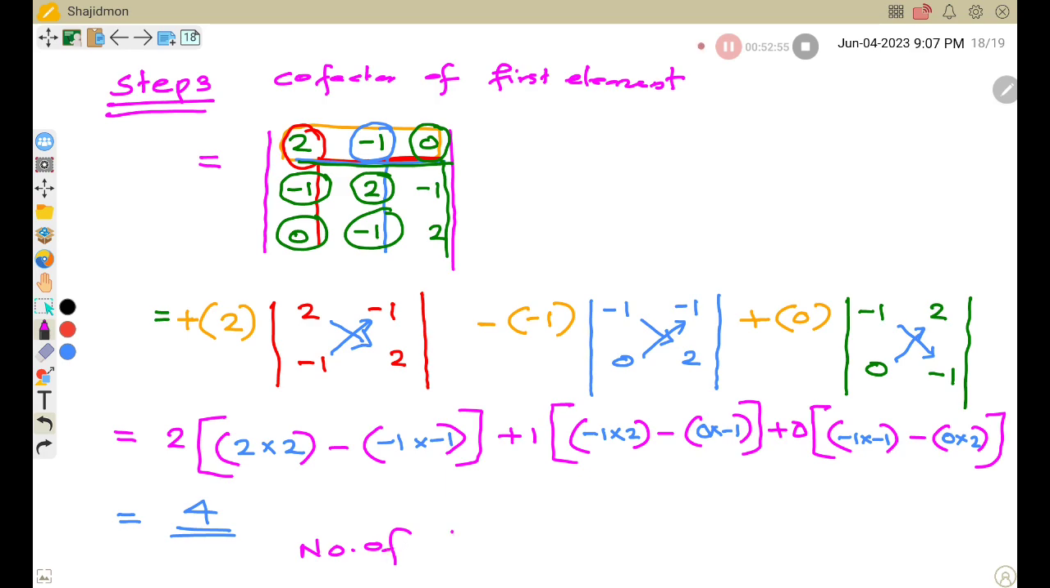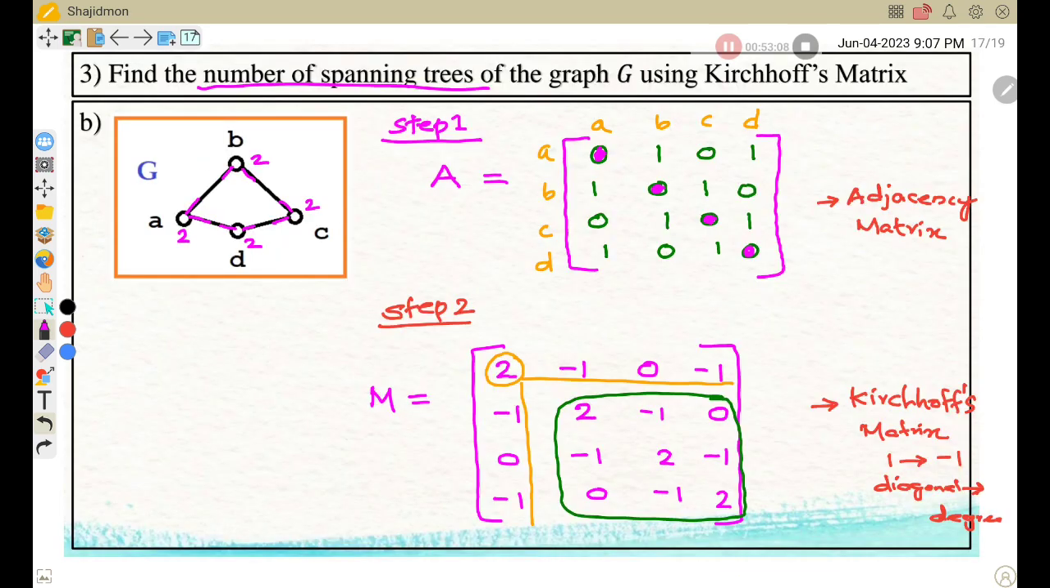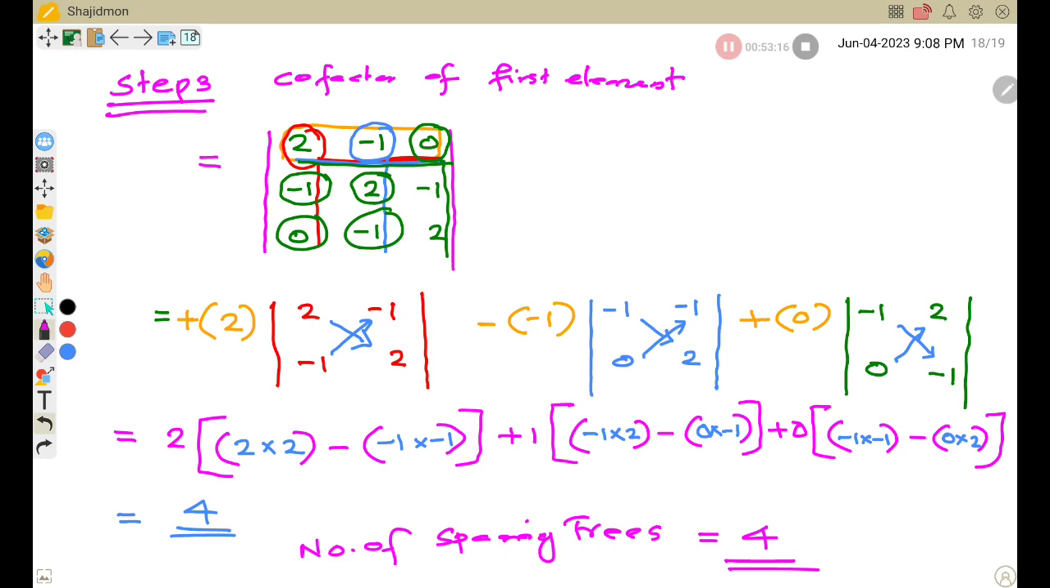So we can write: number of spanning trees equals 4 by using Kirchhoff's matrix, correct? This is our question: how many spanning trees we can form from a graph G using Kirchhoff's matrix, equal to 4 we are getting. So these 3 steps we can practice easily from this section. I hope you understood the idea of Kirchhoff's matrix, and how many edges we need to remove for getting a spanning tree. These 2 ideas are the important content in this section.